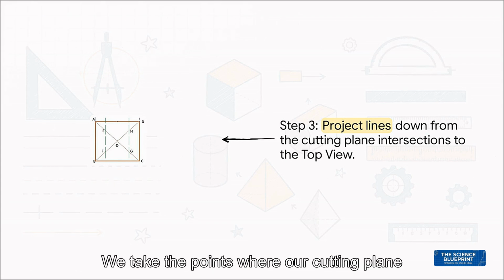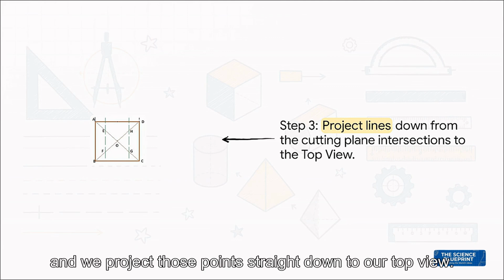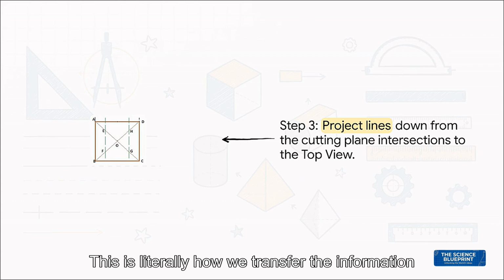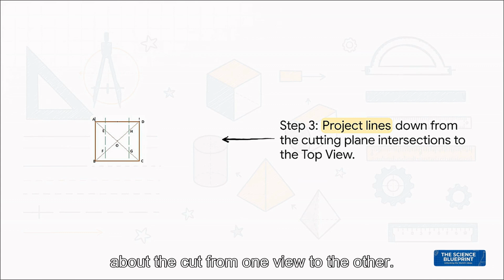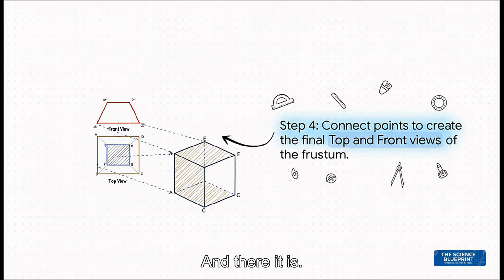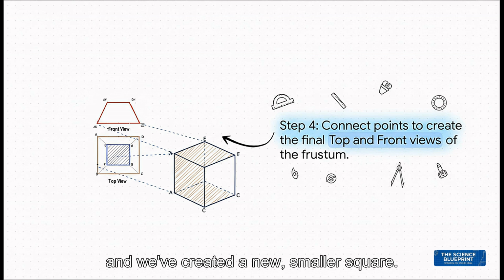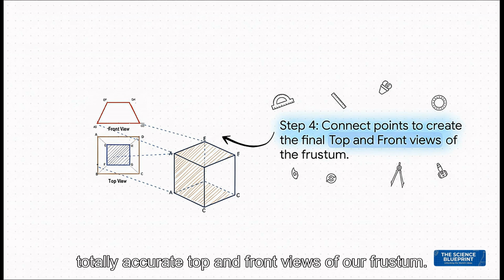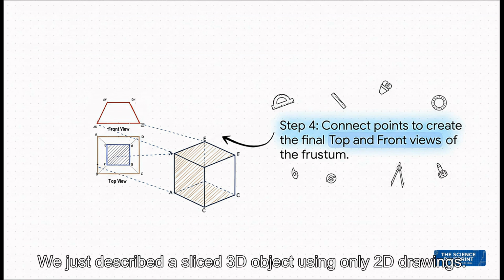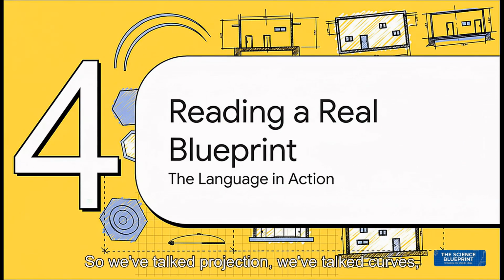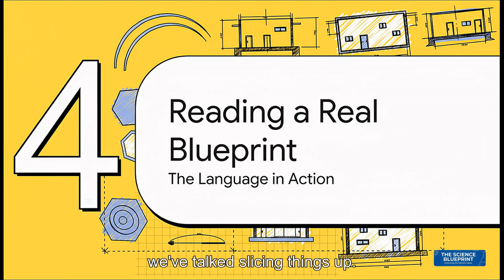We take the points where our cutting plane hits the edges of the pyramid, and we project those points straight down to our top view. This is literally how we transfer the information about the cut from one view to the other. And there it is. We just connect those new points in the top view and we've created a new, smaller square. What we're looking at now are the finished, totally accurate top and front views of our frustum. We just described a sliced 3D object using only 2D drawings. How cool is that?